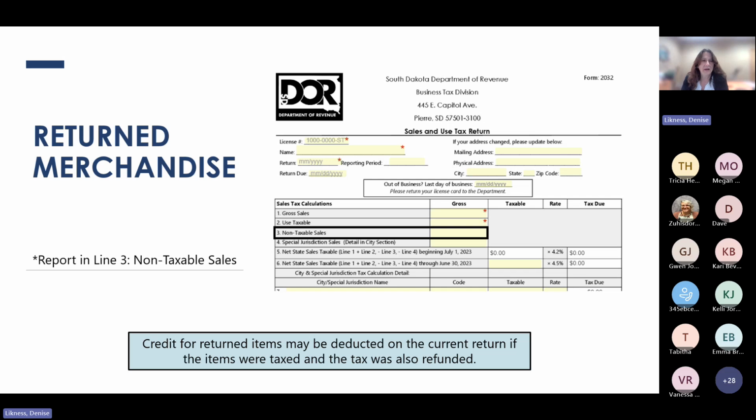And we're not going to have you do that because that would be really cumbersome, especially in a lot of these bigger businesses, where that happens on an everyday occurrence. So what you do is that if the merchandise is reported in one return period, and they returned it the next one, you can do a credit by putting that amount, if you see here, in the non-taxable sales, line 3 on there. You enter the return merchandise in there, and that way you would get credit for that.